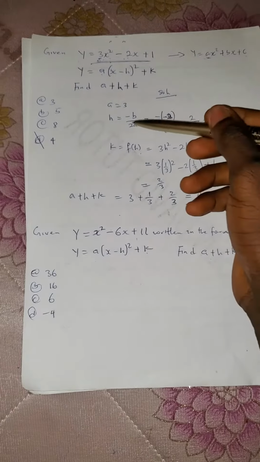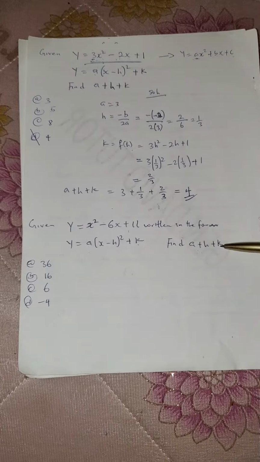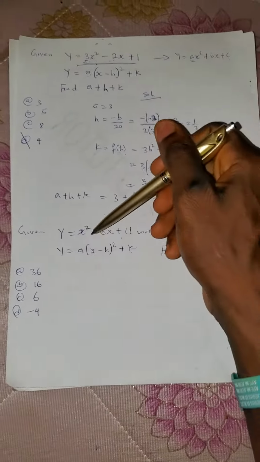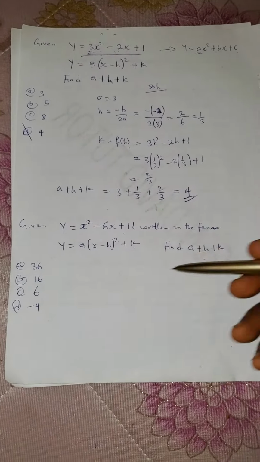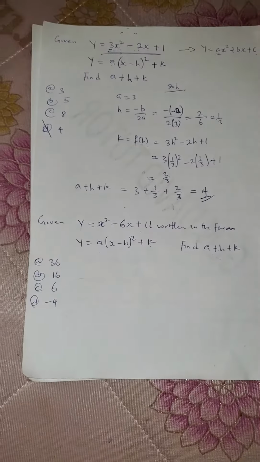And your h is minus b over 2a, and your k will be f of h, which means you change all the x here to h. Then you substitute the value of h you got here. Let me have the answer at the comment section for this second one.